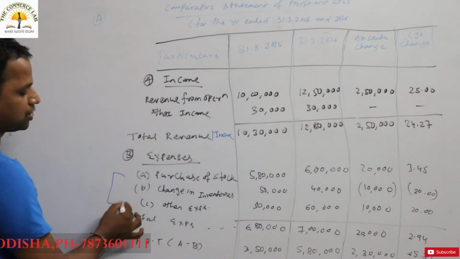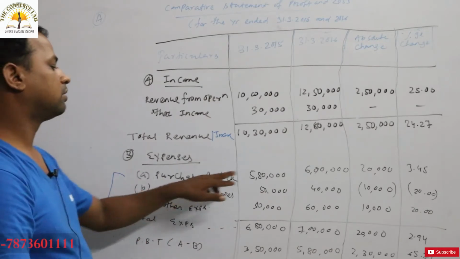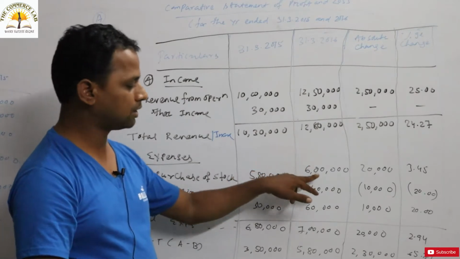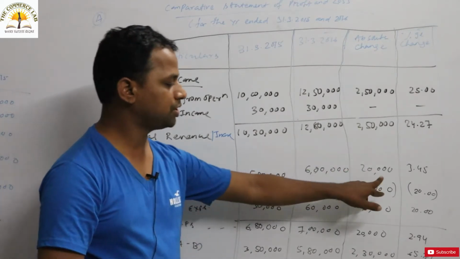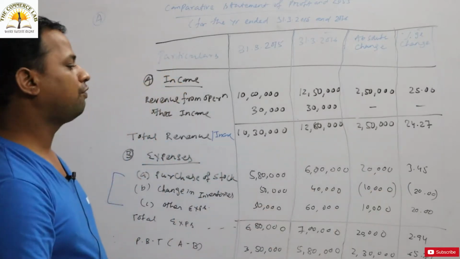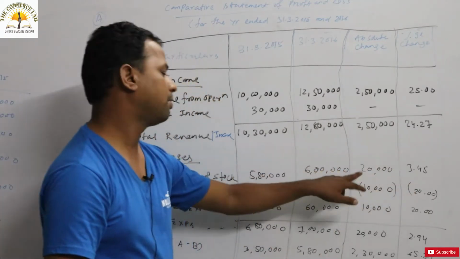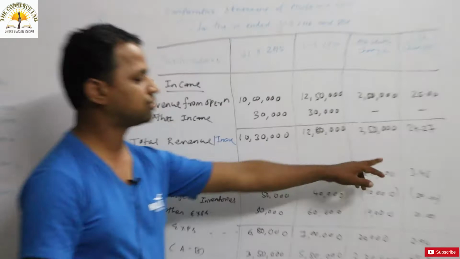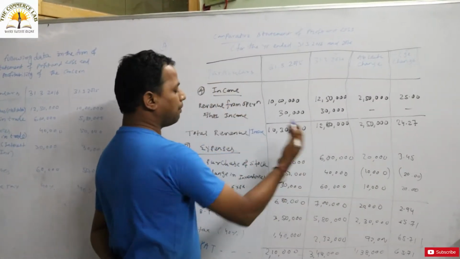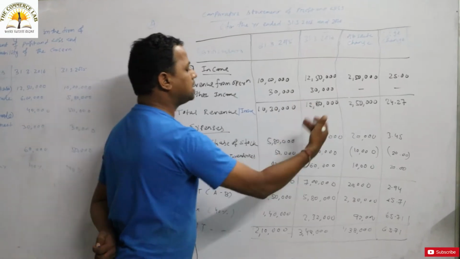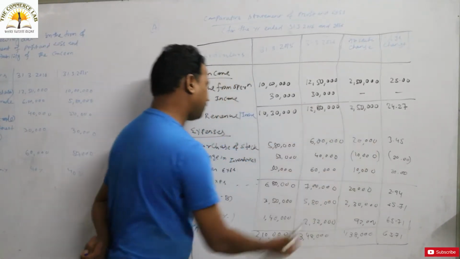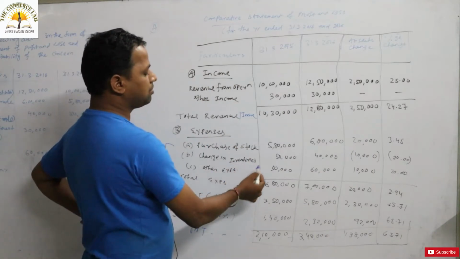The expenditure. Okay, so purchase of stock, that is 5,80,000 for the previous year and current is 6 lakh. How much is the change? 20,000. Okay, how much is the percentage change? That is 3.45. How did you get 3.45? 20,000 by 5,80,000 into 100, that is 3.45. So from one year to another year, there is an increase in the expenditure in terms of purchase of stock. There is around 3.45%.